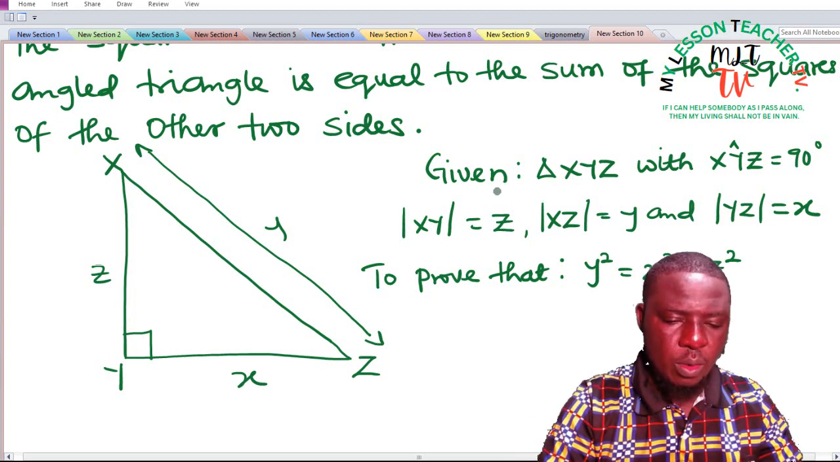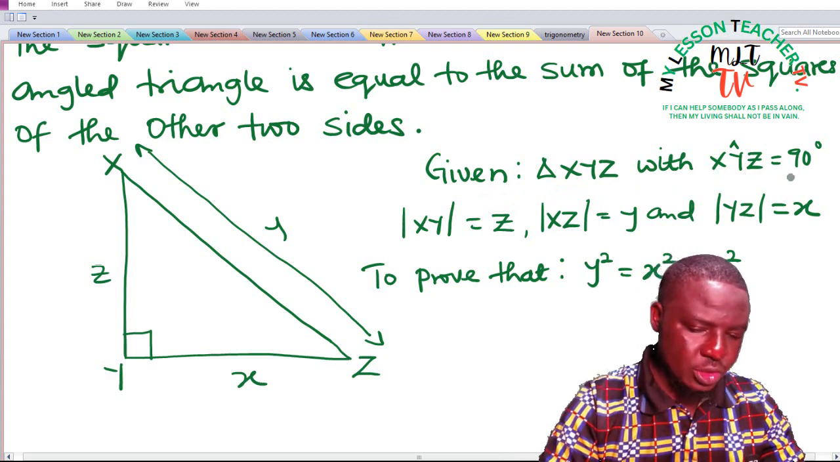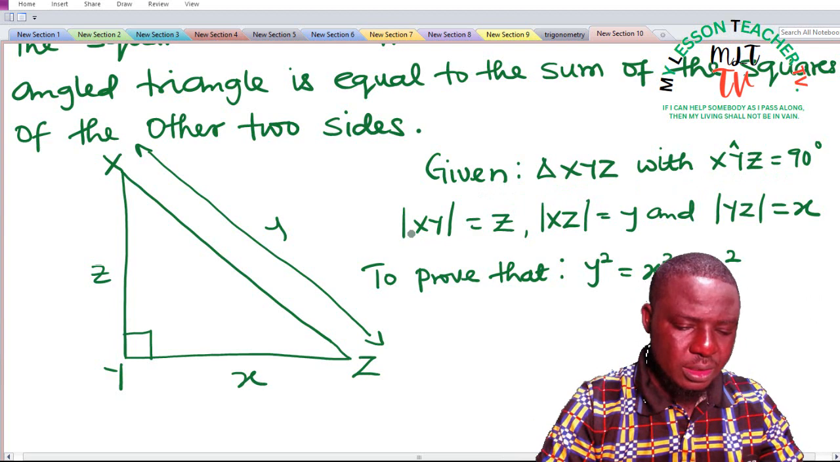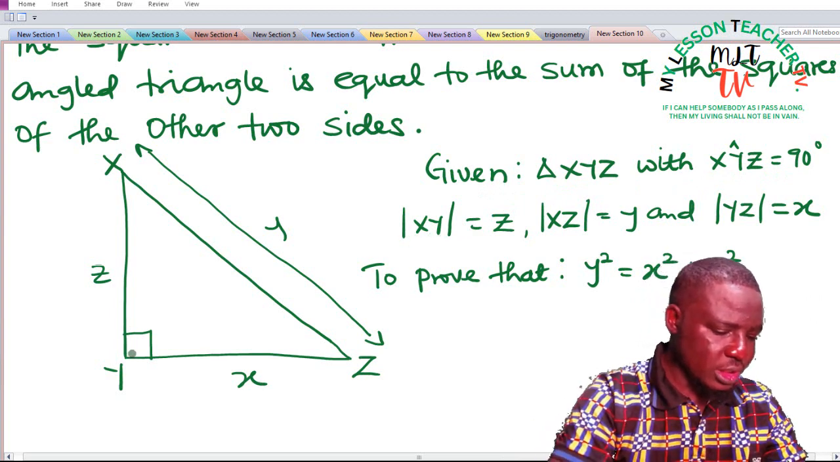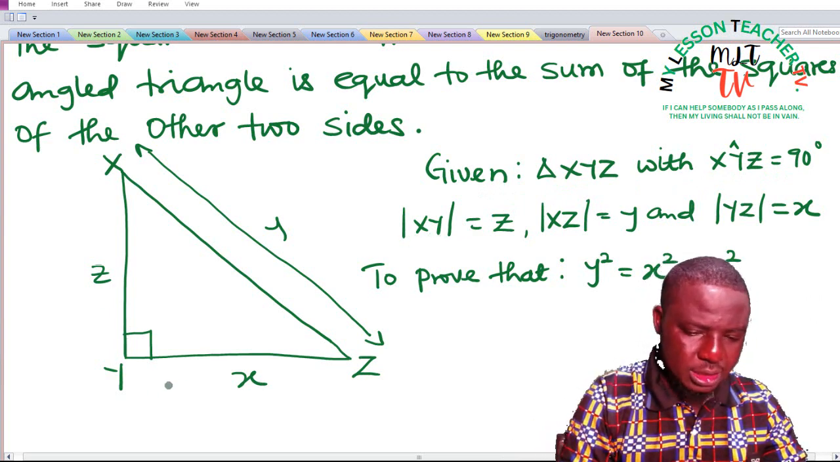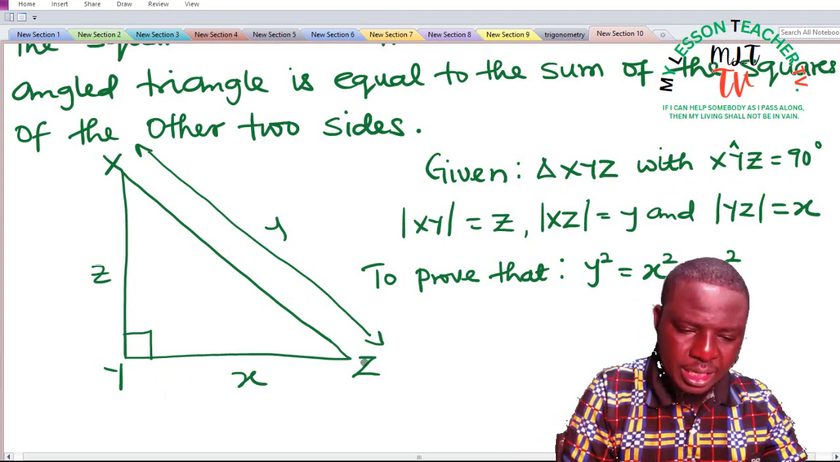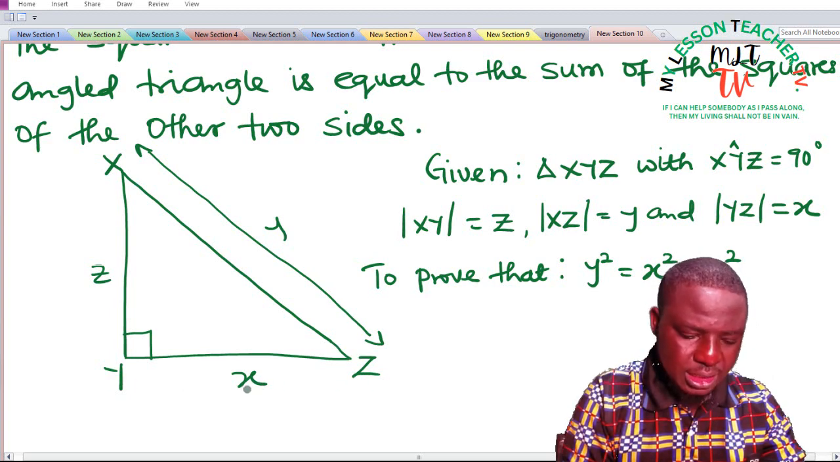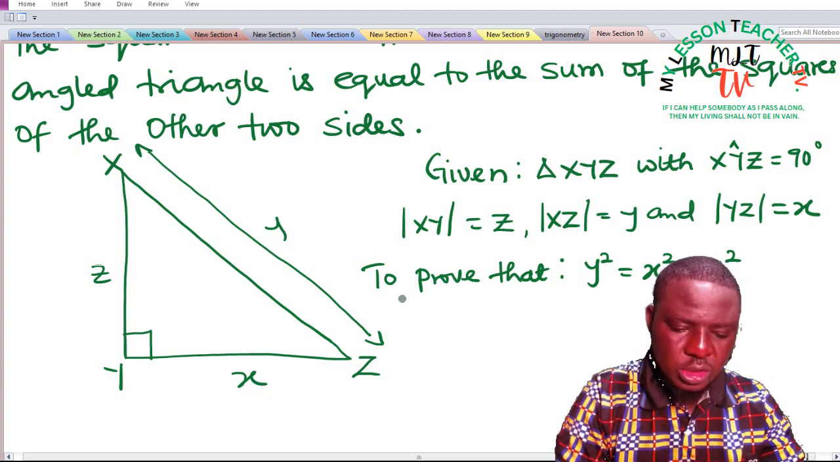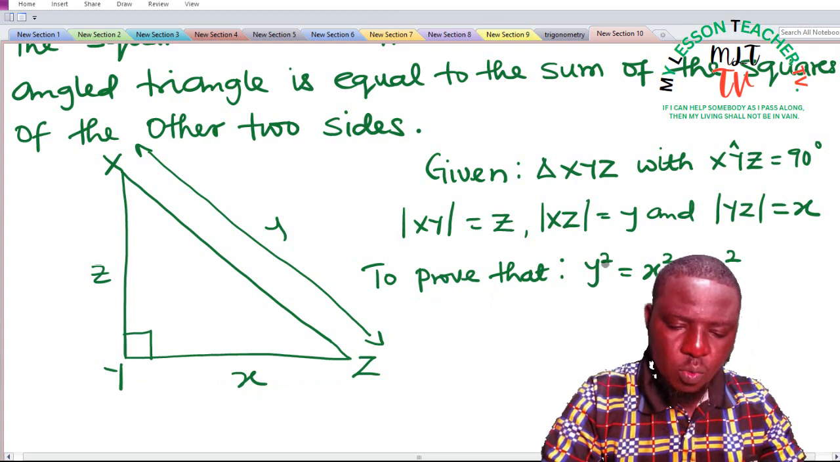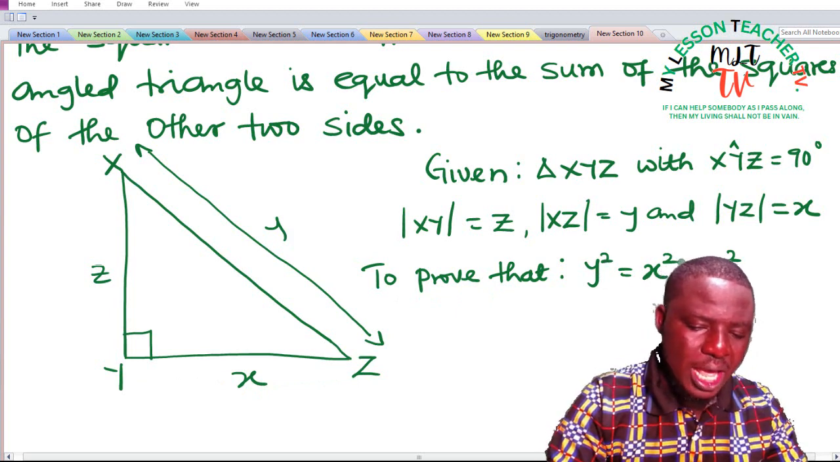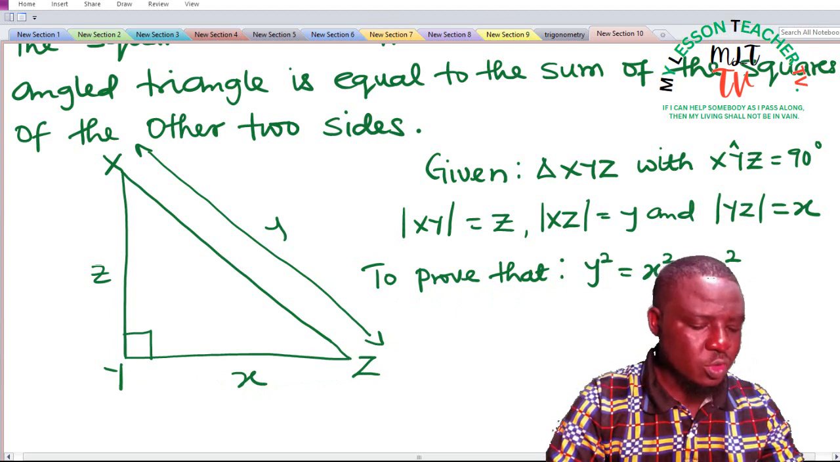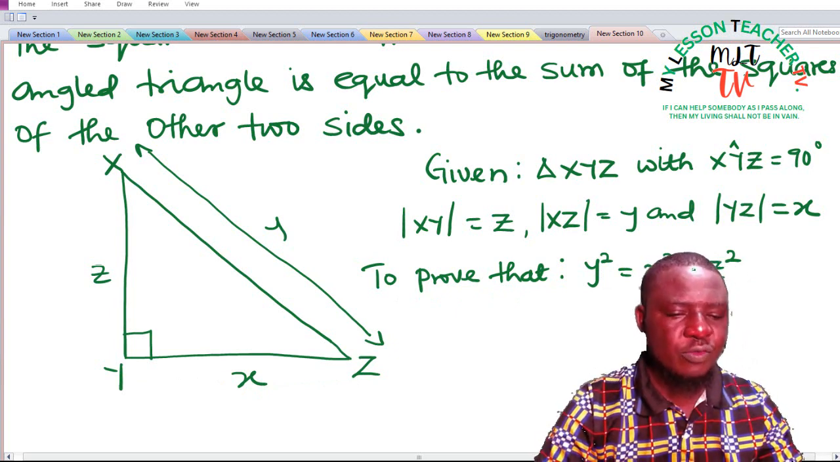In this question, we have been given that triangle XYZ has angle XYZ being 90 degrees, while side XY, which is this, is said to be z, and side XZ is given to be y, while YZ is said to be x. Now the question says we should prove that y squared is equal to x squared plus z squared. So how are we going to prove this?